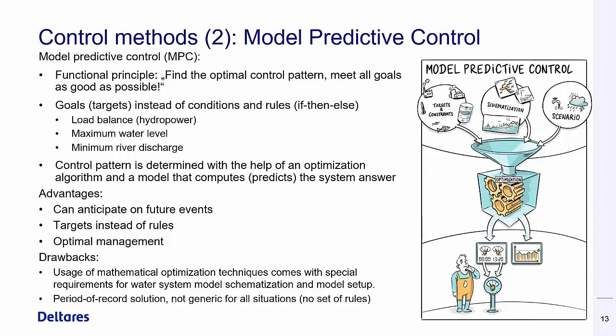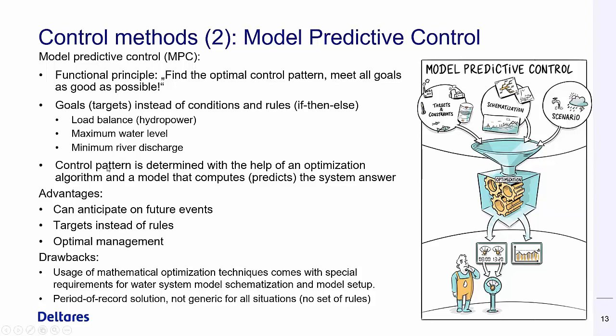The second control method, and this is where RTC Tools comes in, is model predictive control. The functional principle is quite different. We ask an optimization model to find the optimal control pattern for the current situation and meet all goals as well as possible. We work with goals or targets instead of conditions and rules. So it's not if then else, but goals. For example, meet the load balance, maintain a maximum water level here or there, and maintain a minimum river discharge.